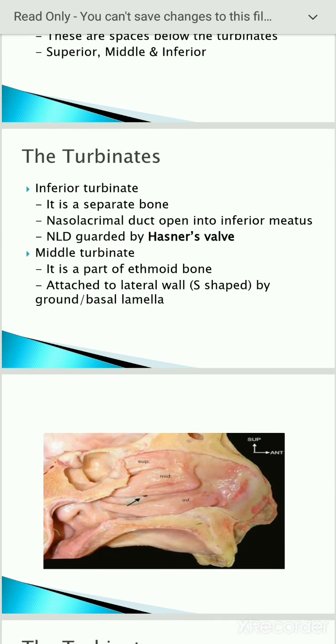Now we will study turbinates in detail. First is inferior turbinate. It is a separate bone. Nasolacrimal duct opens into inferior meatus, and nasolacrimal duct is guarded by Hasner's valve. Middle turbinate is a part of ethmoid bone. It is attached to lateral wall by ground lamella, or its other name is basal lamella.